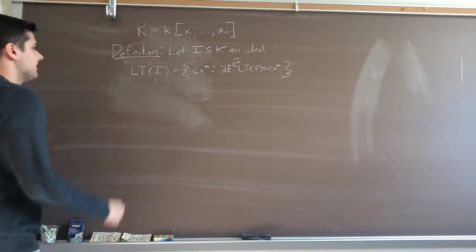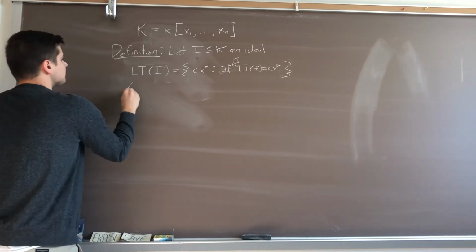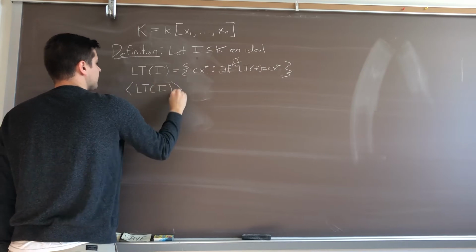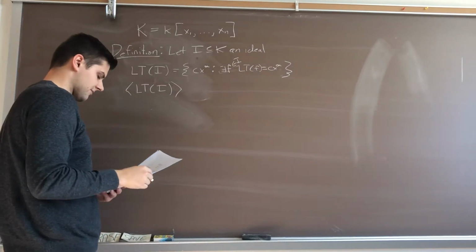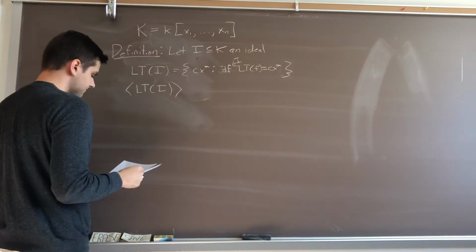Okay, and then the ideal that we get from this is just a set, this isn't necessarily an ideal, but we can talk about just the ideal generated by this set. And in fact, this ideal is going to be really important in proving a bunch of really nice properties about this polynomial ring.